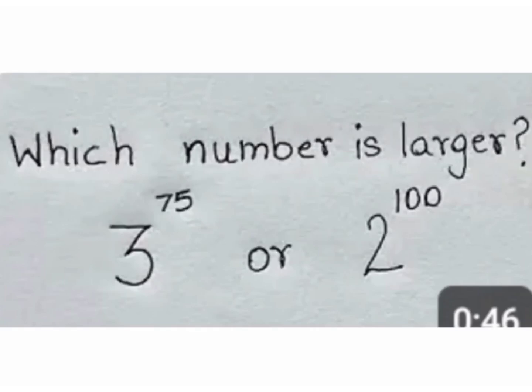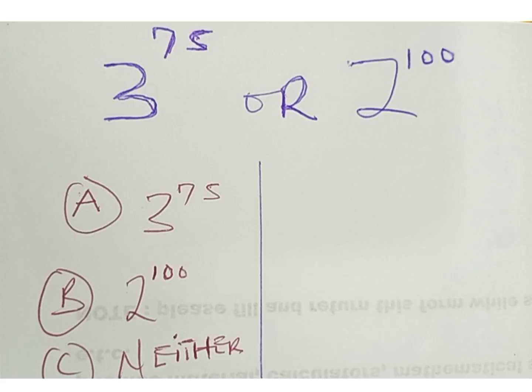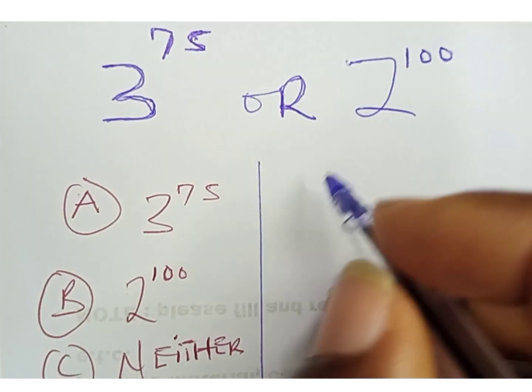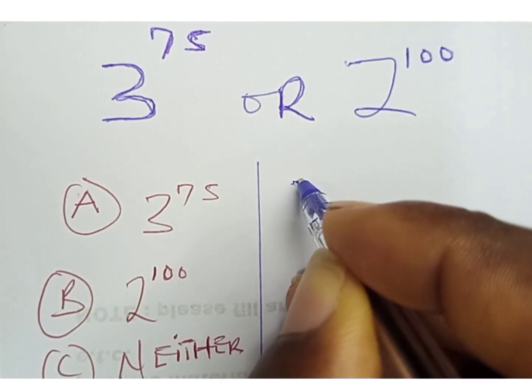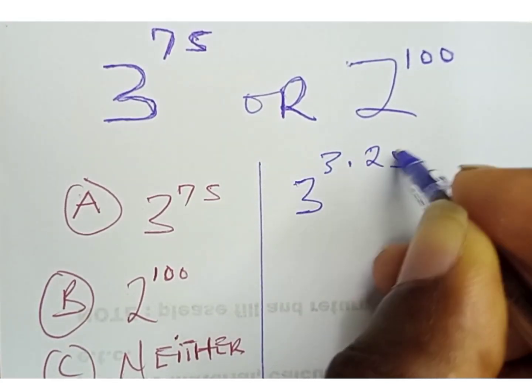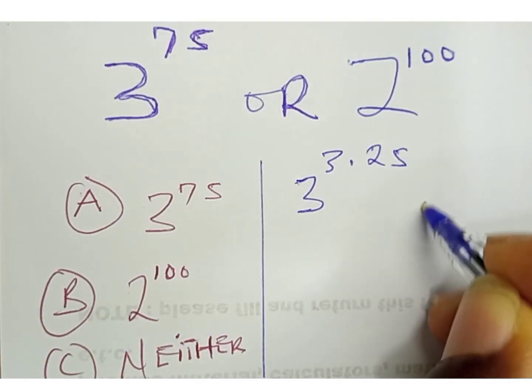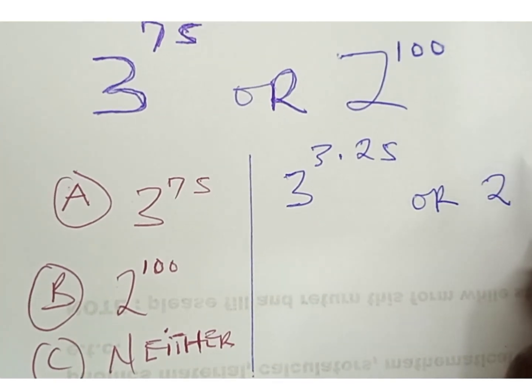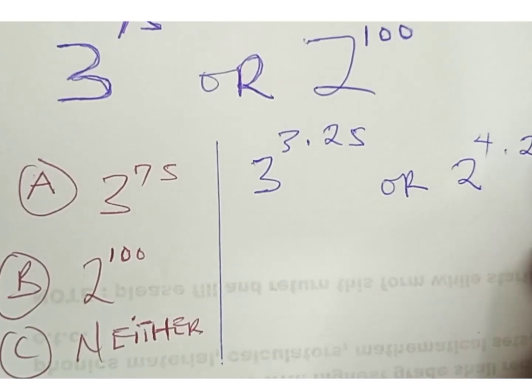Hello guys, we have 3 to the power of 75, which is bigger, or 2 to the power of 100. So what we're going to do is we can write 3 to the power of 75 as 3 to the power of 3 times 25. Then we can write this other one as 2 to the power of 4 times 25.